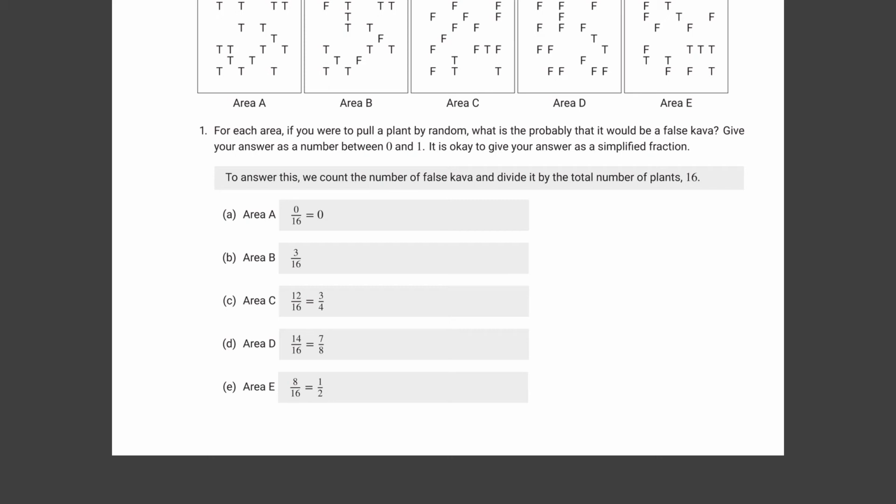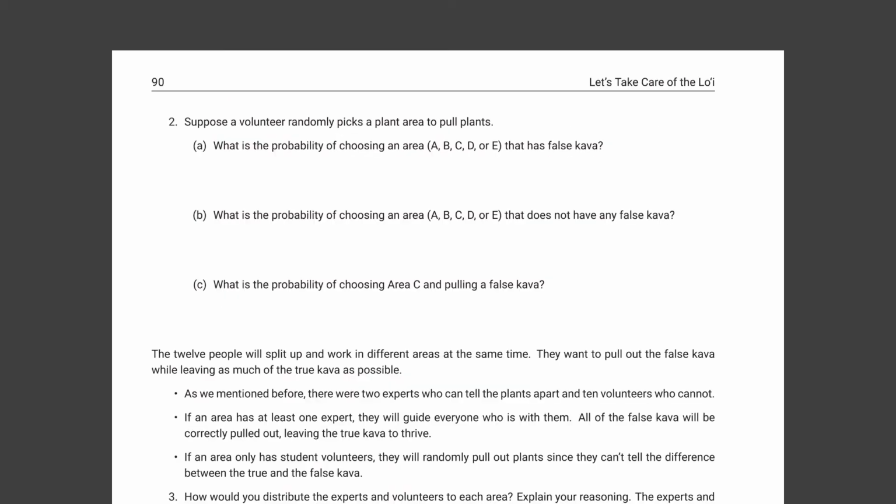And finally, Area E has a probability of 1/2. In part 2 of the activity, we have to answer more questions about the plant areas. We're just going to do part 2b together and move on to part 3 of the activity.